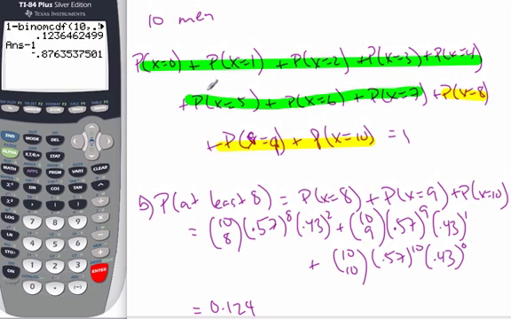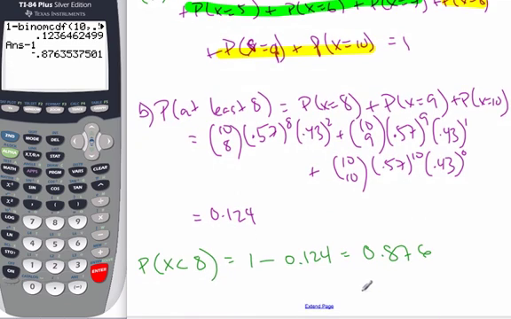That's all these green ones. I could add them all up, similar to doing this. I could do this, but I'm not. I could go 10 choose 0, 0.57 to the 0, 0.43 to the 10, plus 10 choose 1, 0.57 to the 1, 0.43 to the 9, plus, and so on, all the way up to 7. But it's just as easy to go 1, subtract the yellow stuff, and end up with 0.876.